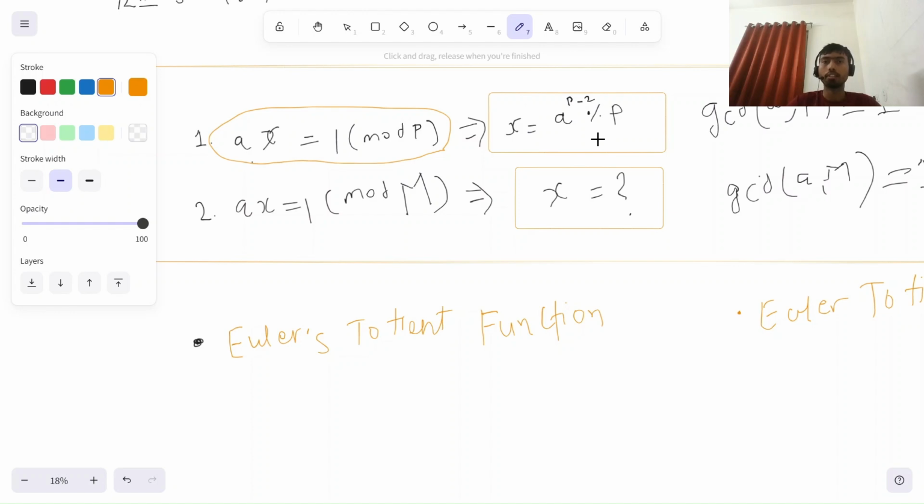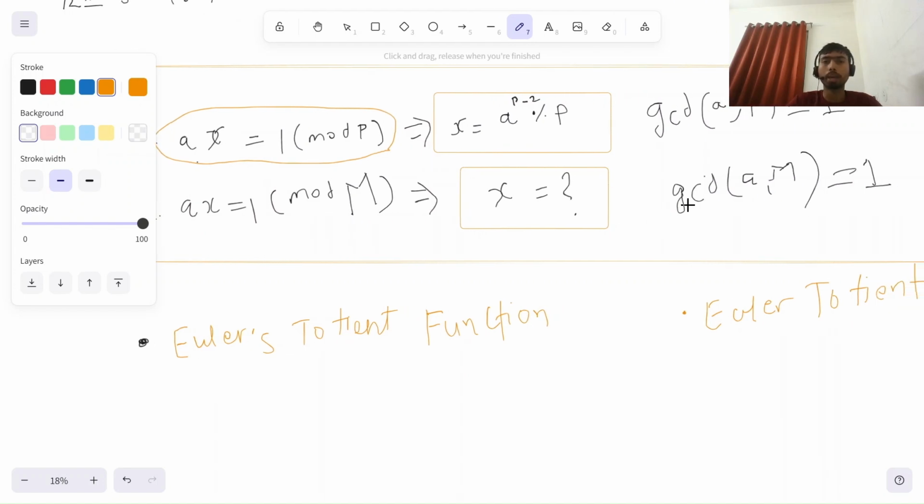Now, what if your modulus is not a prime number and it can be a composite number as well? So, how can you calculate the modulus inverse using a composite modulo? Using the Euler-Totient theorem and Euler-Totient function, we will find the value of x. Here there is the same co-prime condition between a and m, so GCD of a and m should also be 1.